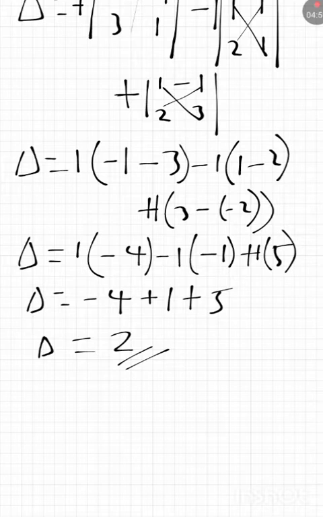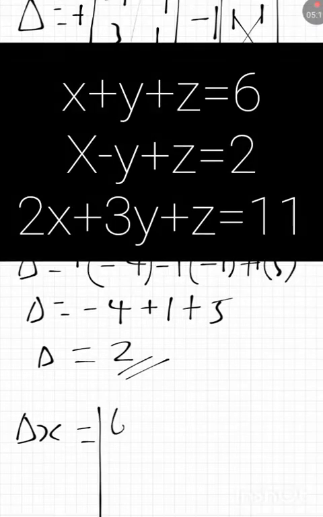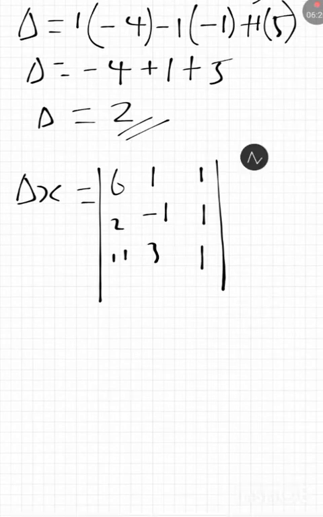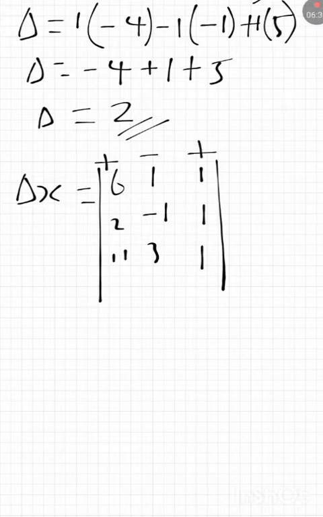The next thing I'm going to do, I will evaluate delta x. Delta x will be gotten by replacing the x coefficient, the column of x, with the constant terms, 6, 2, 11. I will find the determinant of this matrix just the same way I did the other one. Once I pick an element, I will cancel the row and the column. So I'm picking 6. I want to use the first row to multiply. That does not mean I cannot use any other row or any other column to multiply. But you have to know some things before you do that.